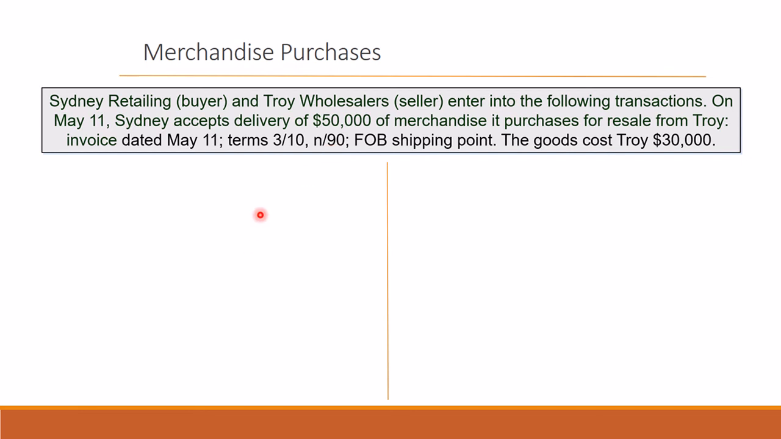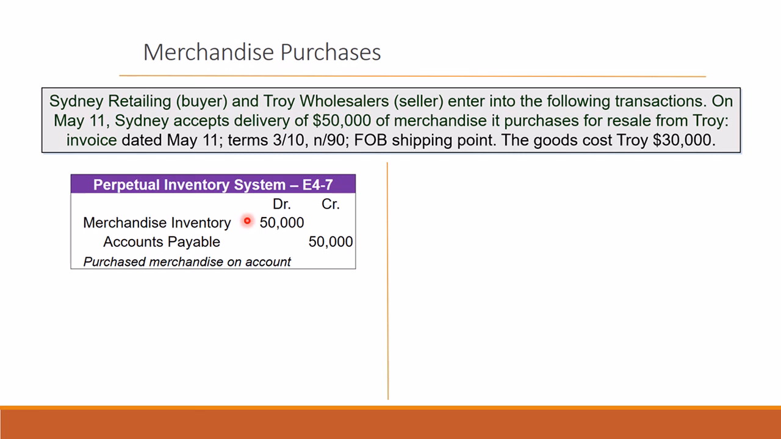So let's first look at the perpetual system under Part 1 of Exercise 4.7. In that scenario, we debit or increase merchandise inventory and credit or increase accounts payable, both for $50,000. Keep in mind, at the time of purchase, we completely ignore that possible 3% discount because there's no assurance we're actually going to pay it within the 10-day discount period. Sydney would wait until it actually knows it's making that payment within the discount period to record the discount.